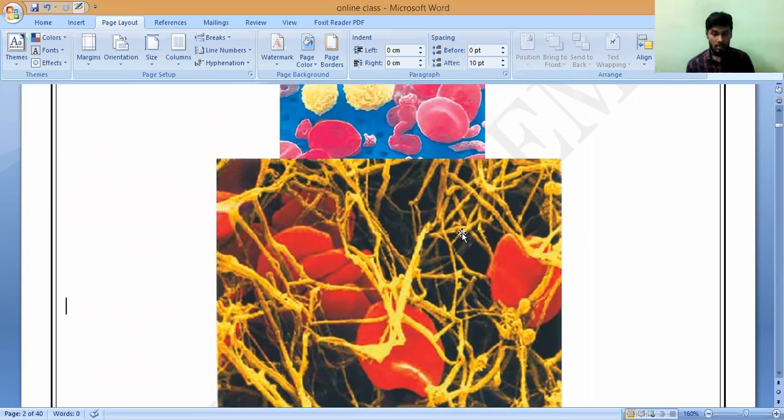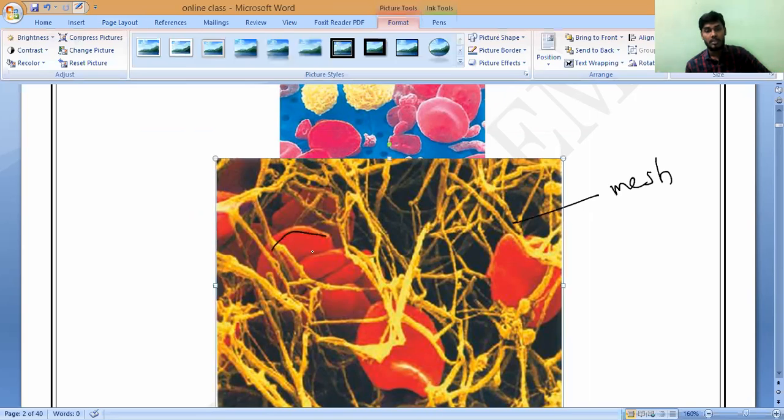In this picture you can see they are forming a thread-like structure. Have you noticed it? Yes or no? Our blood contains what as the major cells? RBC only. Correct or not? Yes, sir. So the platelets present in the blood start stopping the RBCs, and they start forming a jelly-like substance which holds all the RBCs together.